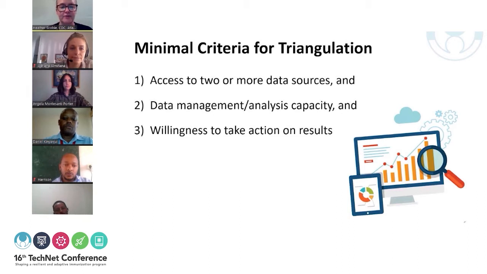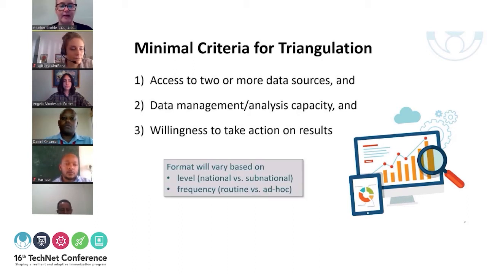Minimal criteria for triangulation are access to 2 or more data sources, having data management and analysis capacity, and the willingness to take action on results. The format of the exercise will vary based on the level, whether it's at the subnational or national level, and the frequency, whether it's routine or ad hoc.